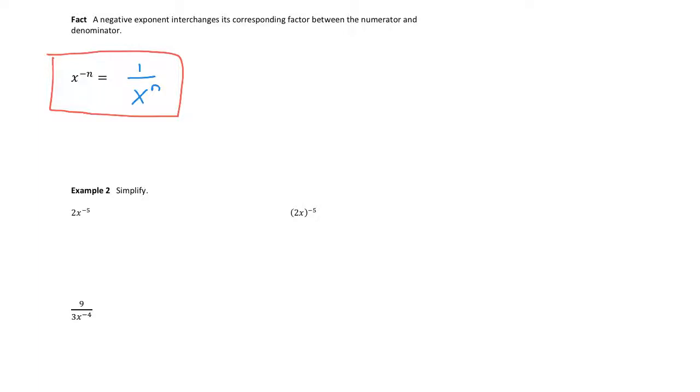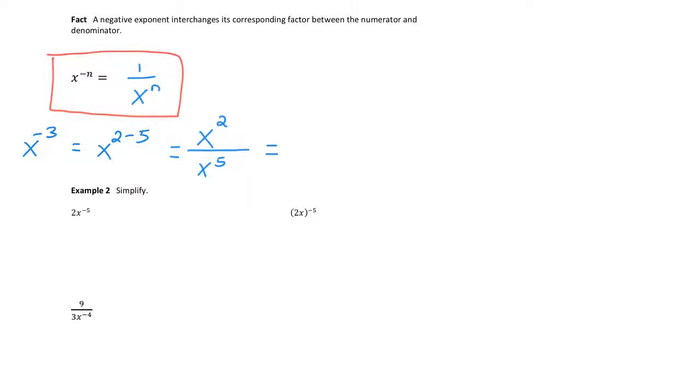To justify this one, we can look at something like, well, what is x to the second over x to the fifth? According to the rule that we had on the previous page, we would subtract these two exponents, which is x to the 2 minus 5, subtracting from the numerator to the denominator. And that's equal to, well, 2 minus 5 is negative 3.